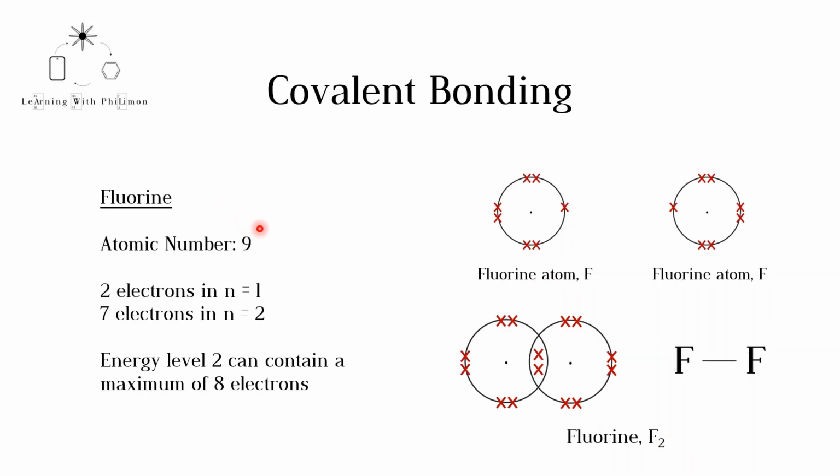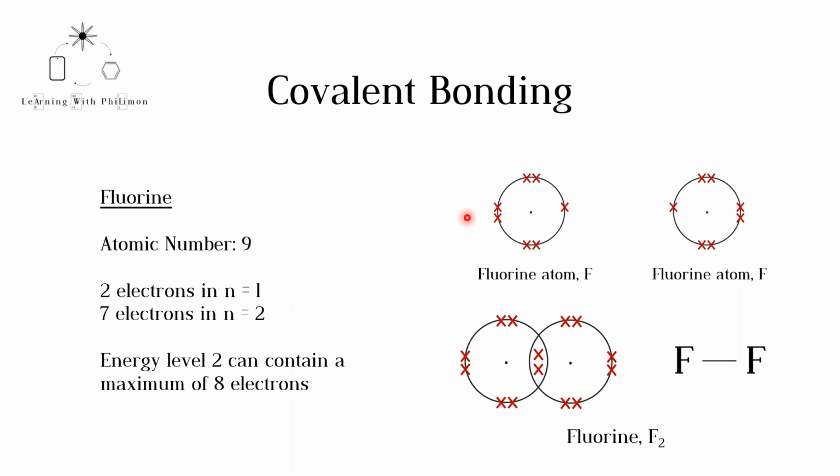Fluorine has an atomic number of 9, so it has 9 electrons. In the electronic structure video, we saw that 2 electrons occupy the first energy level, so the remaining 7 electrons occupy the second energy level, n equals 2. Only the electrons in the outermost energy level, also called outer shell, are involved in bonding, so only the 7 electrons are shown in the diagram.